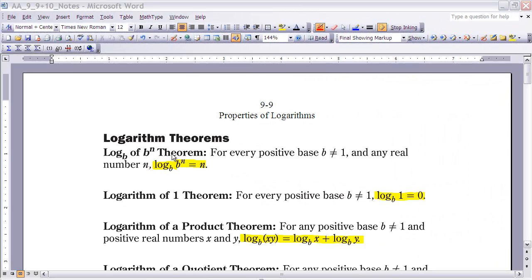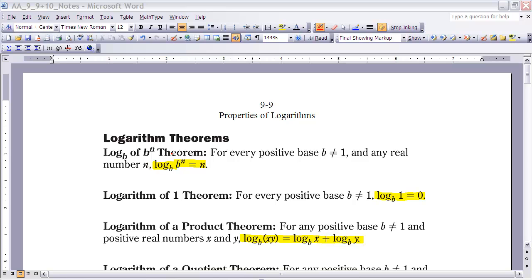This is the notes for section 9.9, properties of logarithms. If you haven't done so already, make sure you stop the video at this time, read the section, and then continue on. I just want to briefly walk through the logarithmic theorems that were presented to you in section 9.9. So I'm just going to quickly do that.